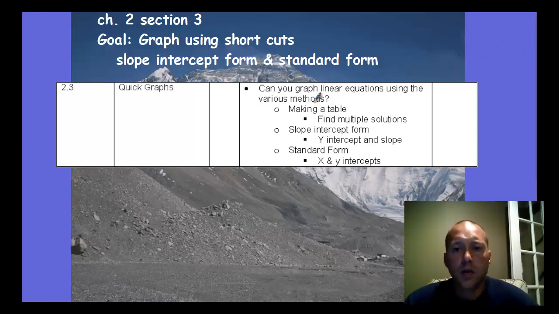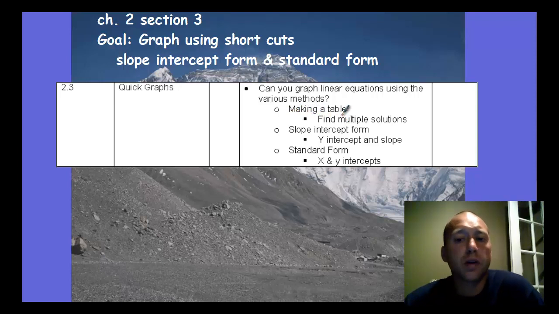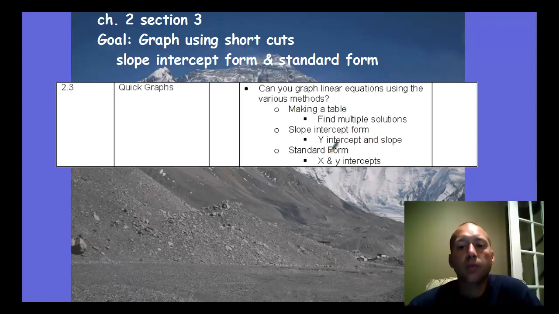So that's it. You should be able to graph by making a table. That was more what we talked about yesterday, but plugging and chugging. You should be able to use slope-intercept form, the y-intercept and slope. And standard form, finding x and y intercepts quickly. These should be very quick graphs.